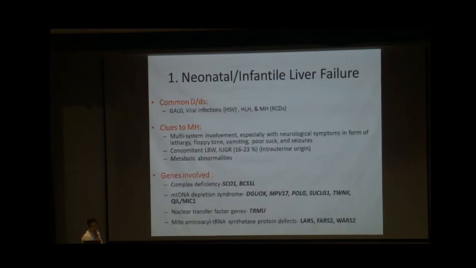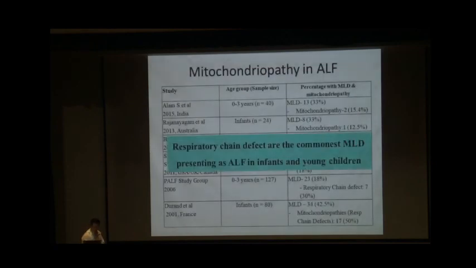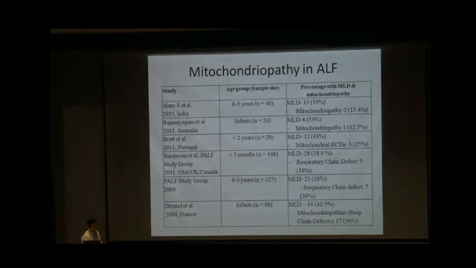Neonatal liver failure, you have to differentiate from other common differential diagnoses, but what can be the clues for neonatal liver failure because of mitochondrial hepatopathy? The multisystem involvement, especially the neurological symptoms. Since it is of intrauterine origin, almost 1/4 of them would be low birth weight or IUGR, and they may have metabolic abnormalities like lactic acidosis and everything. The genes commonly involved are the complex deficiencies, the depletion syndrome, the TRMU, and the translational tRNA defects. Mitochondrial hepatopathy is one of the most common metabolic liver disorders presenting as ALF in infants and children, as has been shown in multiple studies, including ours.